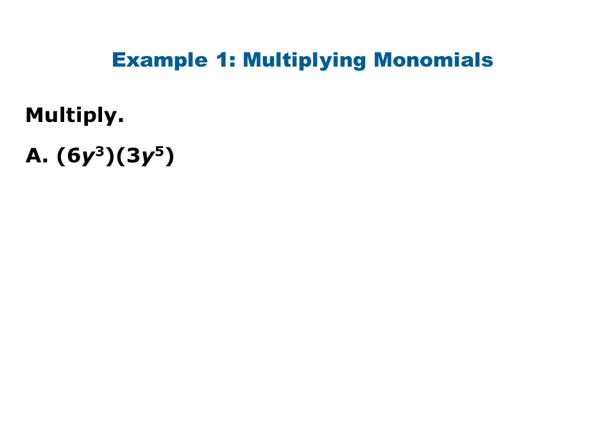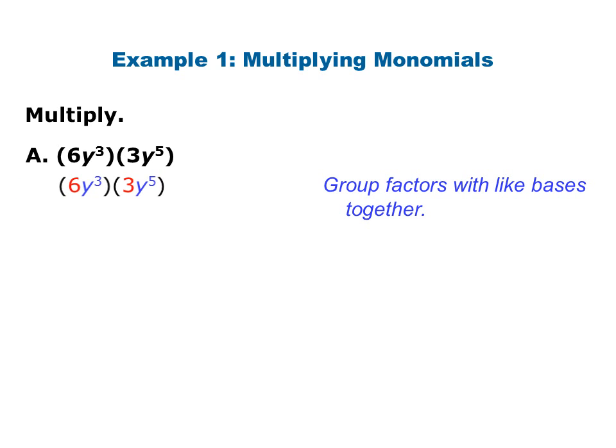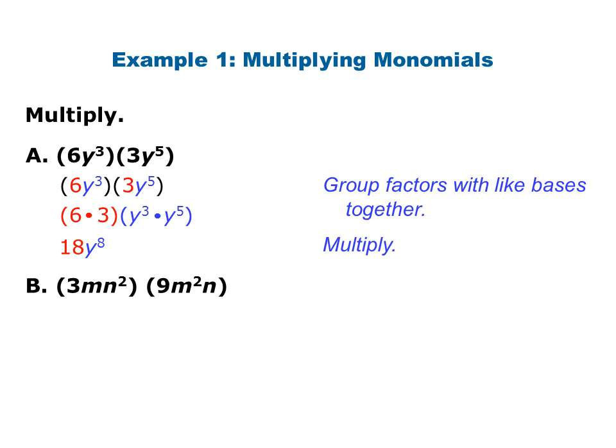So remember, you are going to multiply 6 times 3, and then you're going to add 3 and 5, the exponents, right? We're going to group them right now. So multiply the red by the red and the blue by the blue. Remember, when you multiply powers with the same base, you add the exponent. Very simple, right? Okay. Let's try the second one.